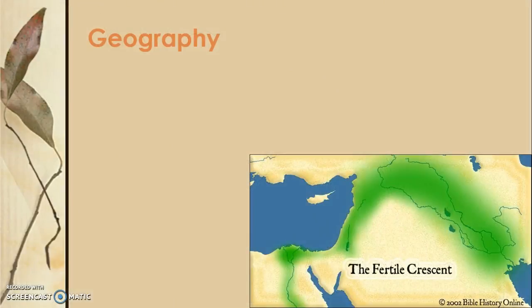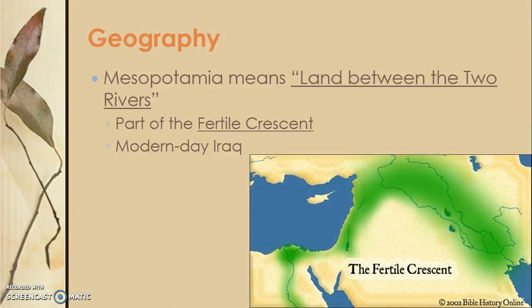Alright, so first let's look at the geography of Mesopotamia. Mesopotamia is a word that means land between two rivers, and that is because it is located between the Tigris and Euphrates rivers. It's part of what we call the Fertile Crescent, and it's called the Fertile Crescent because of its crescent shape. If you notice, it's shaped like a crescent roll or a crescent moon. This would be modern-day Iraq.